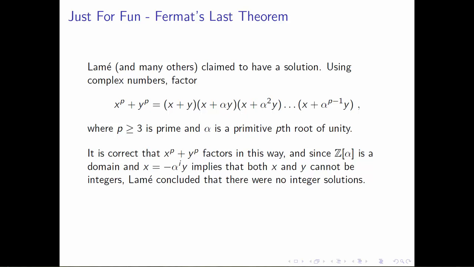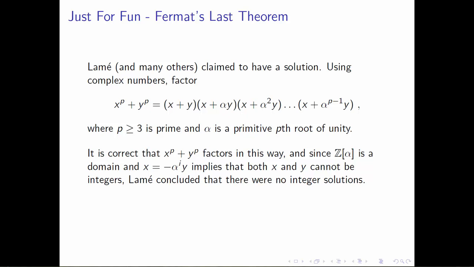So people would look at the equation x to the p plus y to the p, and they would use complex numbers. They would factor this polynomial in 2 variables as x plus y times x plus alpha y times, and so on and so forth, all the way out to x plus alpha to the p minus 1 times y, where p is some sort of prime number, and alpha is what's called a primitive p-th root of unity. So that means that alpha is a somewhat nice solution to the equation x to the p plus 1 equals 0. It's a primitive p-th root of unity. And it's in fact correct that x to the p plus y to the p factors this way.